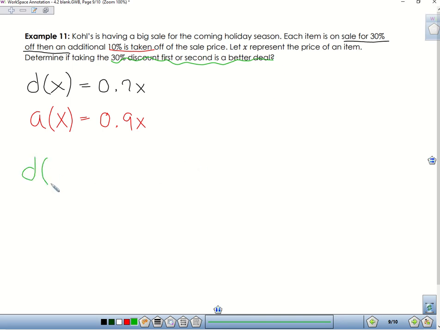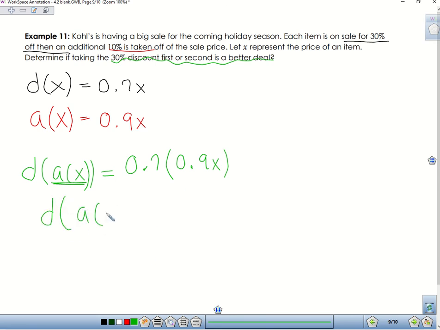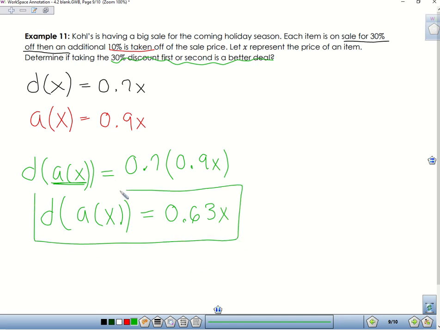So we're going to do D of A of X, which is going to be, we take the D of X function, and where it's X, we're going to plug in our other function. Okay, so we're plugging this function into this function where the X value exists. I can just multiply, and I get D of A of X is equal to 0.63x. So basically that's a 37% off.